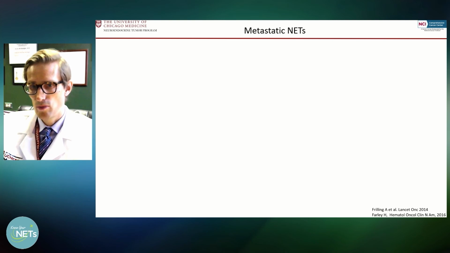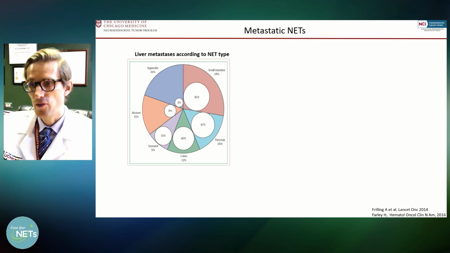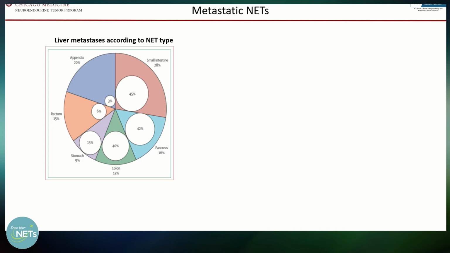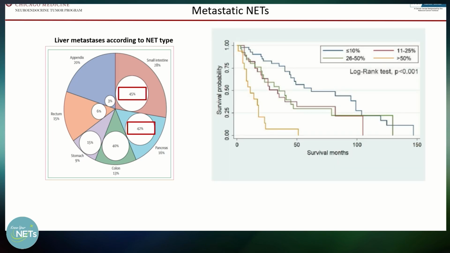So, metastatic neuroendocrine tumors, as we all know, are quite common. In our clinic, a majority of patients that present with neuroendocrine tumors have metastatic disease, meaning disease that has spread outside of the vicinity of where the tumor started. One of the most common places for neuroendocrine tumors to metastasize is the liver. And if you look at this graph here, almost 50% of small intestinal and pancreatic neuroendocrine tumors present with liver metastases.